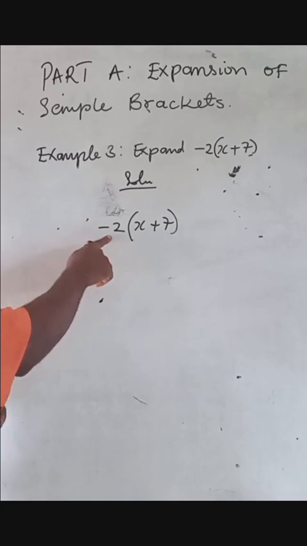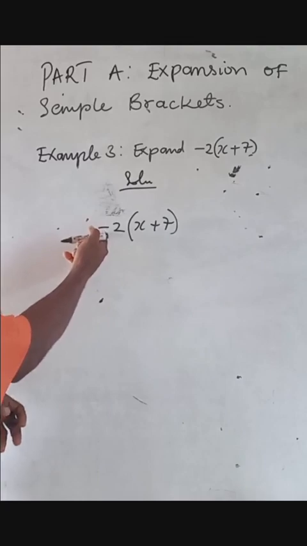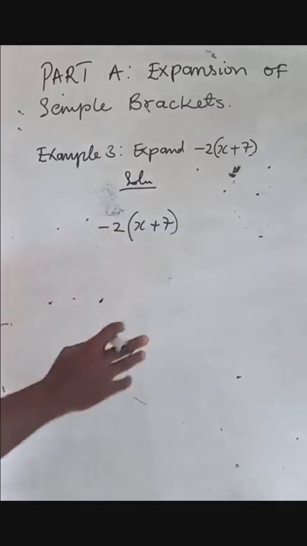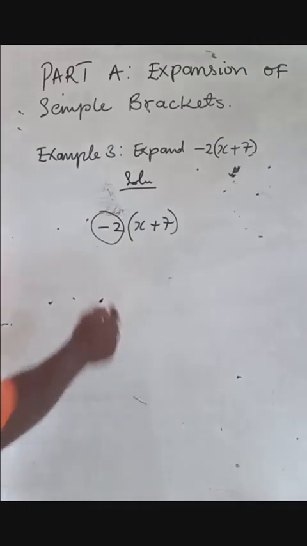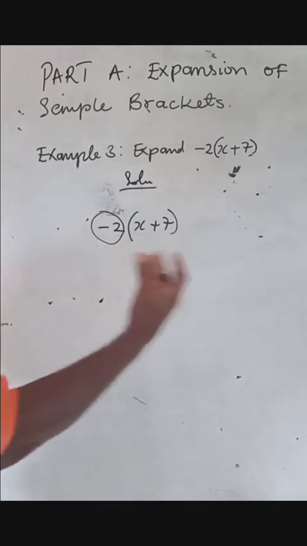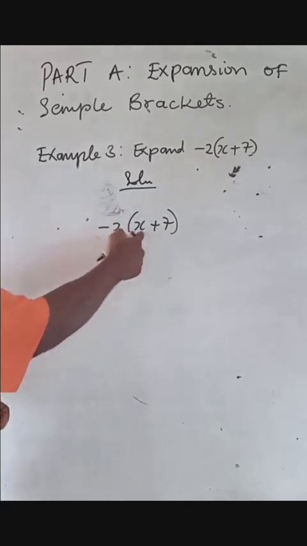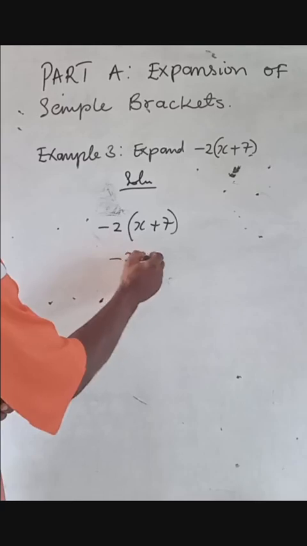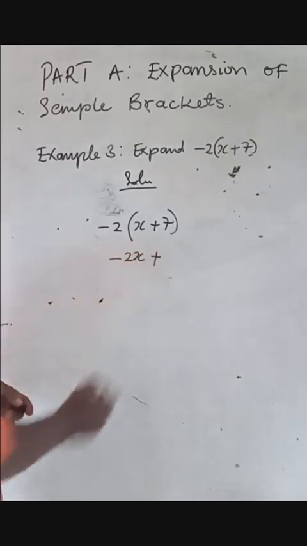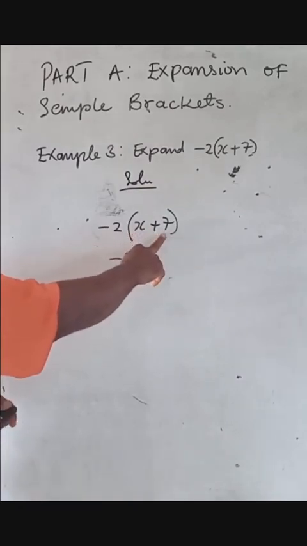Minus 2, remember I said when you are performing this type of operation where you have an arithmetic operator before a number, the arithmetic operator is attached to that number. So whatever you are doing with that number, that arithmetic operator must go along with the number. So in this instance, minus 2 is multiplying x. Therefore, the result is minus 2x plus minus 2 multiplied by plus 7.